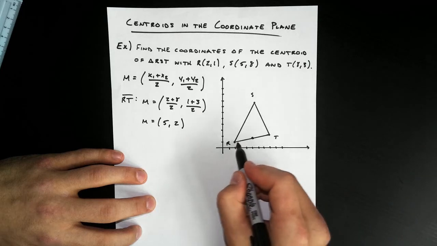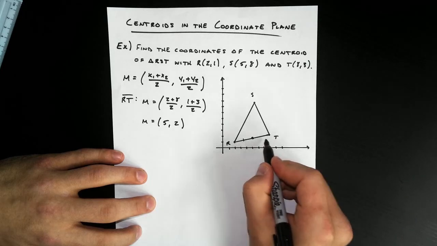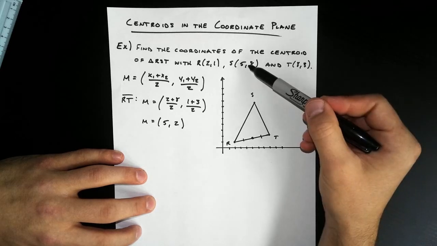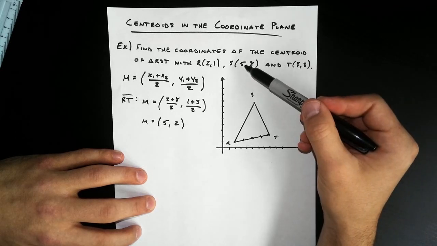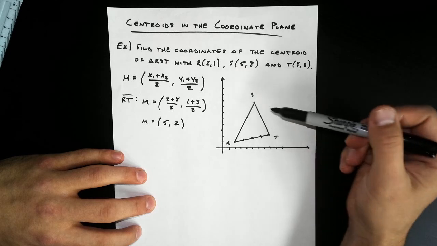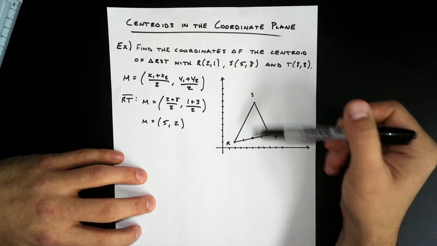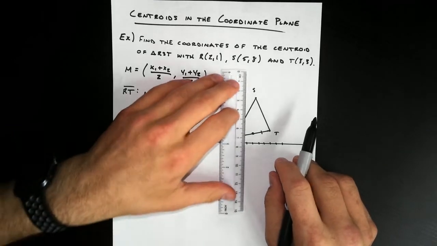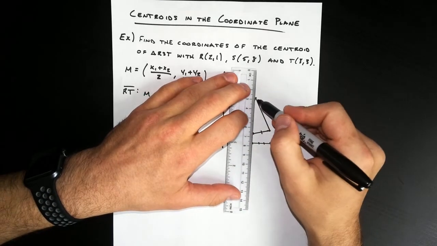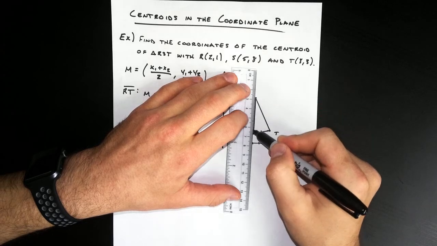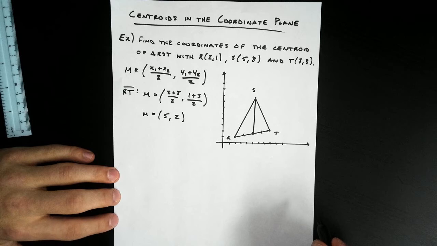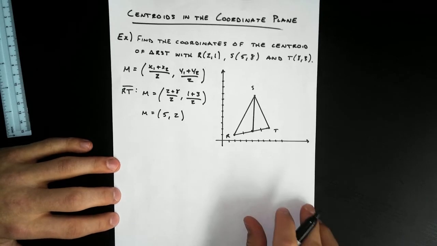Because that's a midpoint, I know RT is getting split into two congruent segments. And also, if I look at point S, I see that S also has an x value of 5. So S and this midpoint, they both have the same x value, which means that this median, this segment, is vertical. It's coming straight down. Okay, so I have one median. I need at least one more.